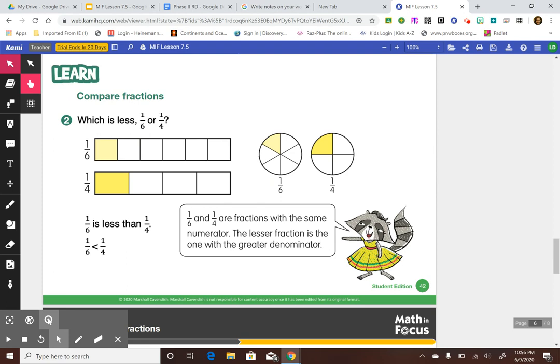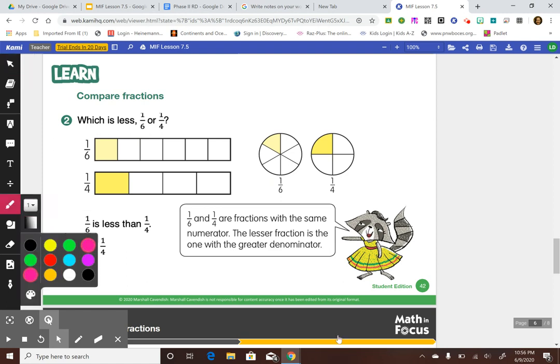Well, 1/6 is less than 1/4, and that's because, boys and girls, when you divide a whole into equal parts, the more parts you have to divide the whole into, the smaller the parts are. So the bigger the denominator, the smaller the piece. I always go back to the chocolate bar example. Would you rather have 1/4 of a chocolate bar or 1/12? Now, even though 12 is a bigger number, 1/12 is going to be a super tiny piece.